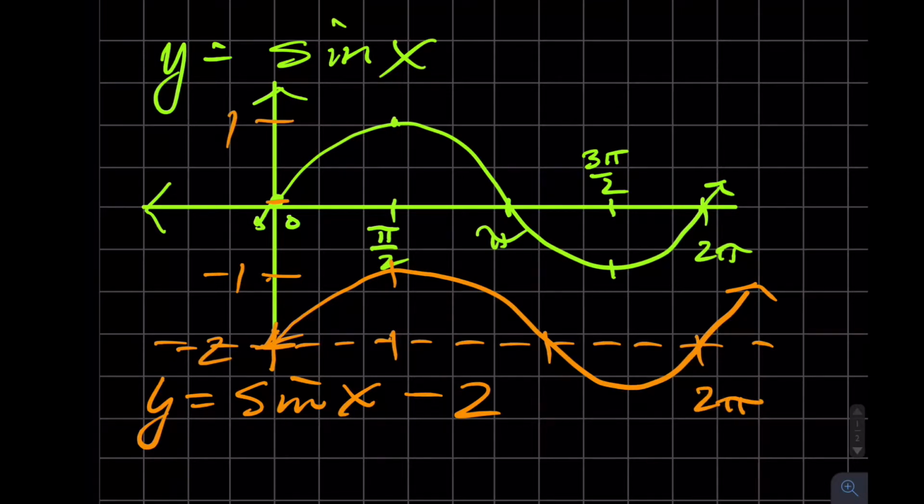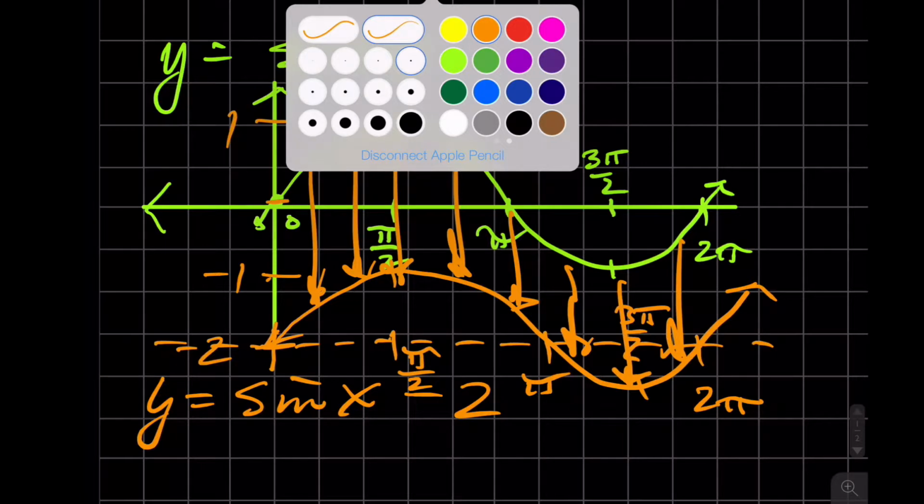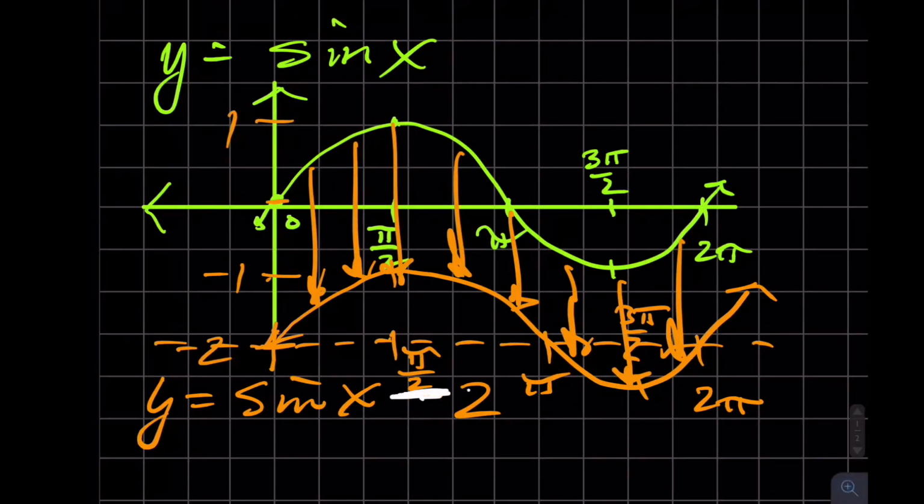This is at 2 pi, this is at 3 pi over 2, this is at pi, and my drawing's not really very nicely done to scale, and this is at pi over 2. Everything's exactly the same except we've shifted down 2 units. Every single point is shifted down 2 units, because we had this minus 2 tacked on the end. So that's a vertical shift. If it was plus 7, we would go up 7 units from the original parent function.